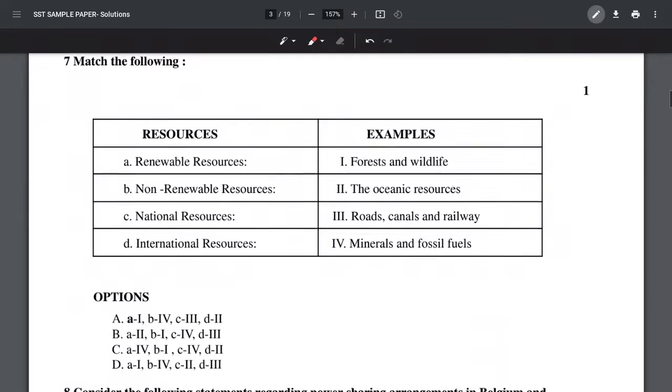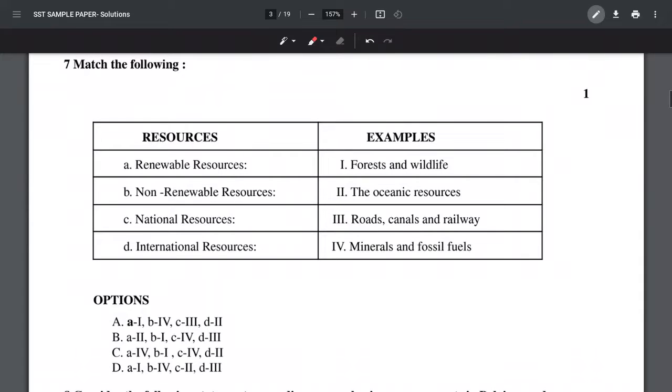Okay, match the following. Let's do it. Renewable resources. Okay, we have resources and their examples given. So what we'll do, we will match them directly. Okay, let's see. So we have A, B, C, and D. Okay, A, first one. Renewable resource. Which one is a renewable resource which we can renew automatically? So obviously, forests and wildlife are renewable, isn't it? Next, B, non-renewable resources. Non-renewable takes a long time to form. That is obviously my fourth one, minerals and fossil fuels. They take a very long time.